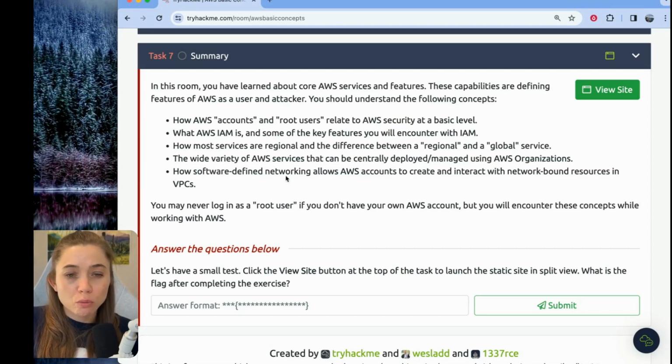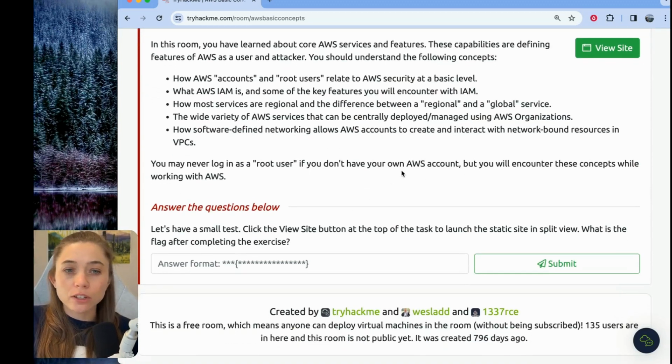This has a little bit to do with when we were talking about control plane and data plane. Then we've got this nice closing line. You may never log in as a root user if you don't have your own AWS account, but you will encounter these concepts when working with AWS. So they're just trying to get us skilled up on the basics.